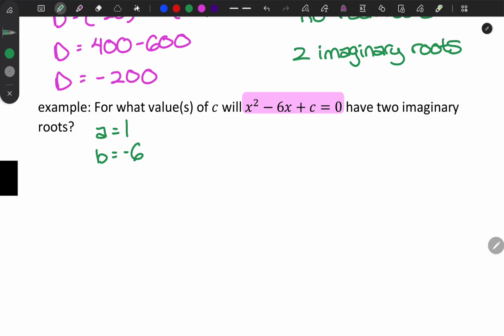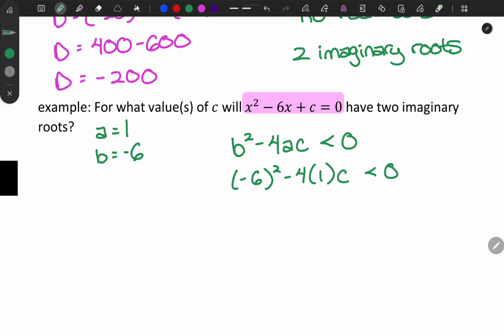For there to be two imaginary roots, b squared minus 4ac, our discriminant, must be less than 0. If it's negative, we know there are no real roots. There are two imaginary roots. So let's say that negative 6 squared minus 4 times 1 times c is less than 0. And we're now going to try and solve the inequality for c. We can do this kind of similarly to solving an equation, just with an extra step. So simplifying slightly, we say that 36 minus 4c is less than 0.